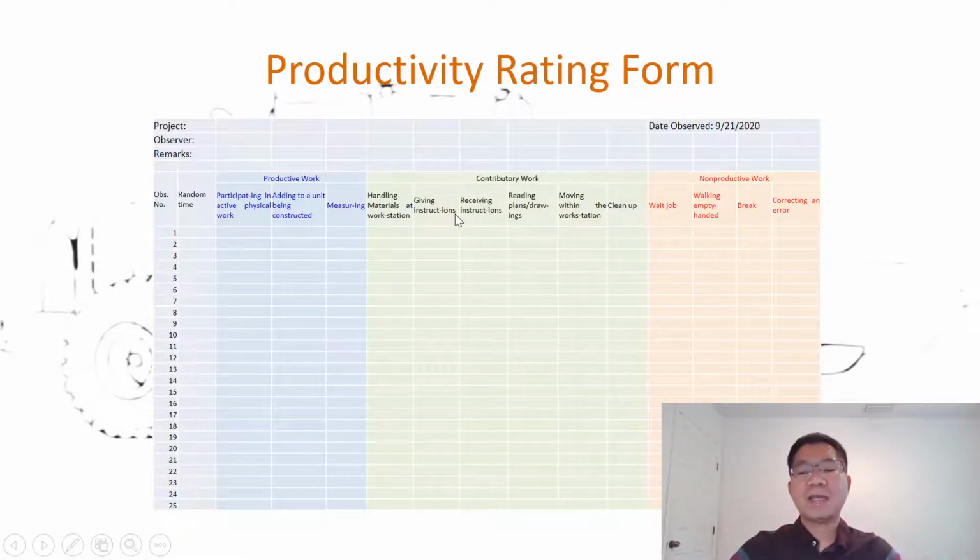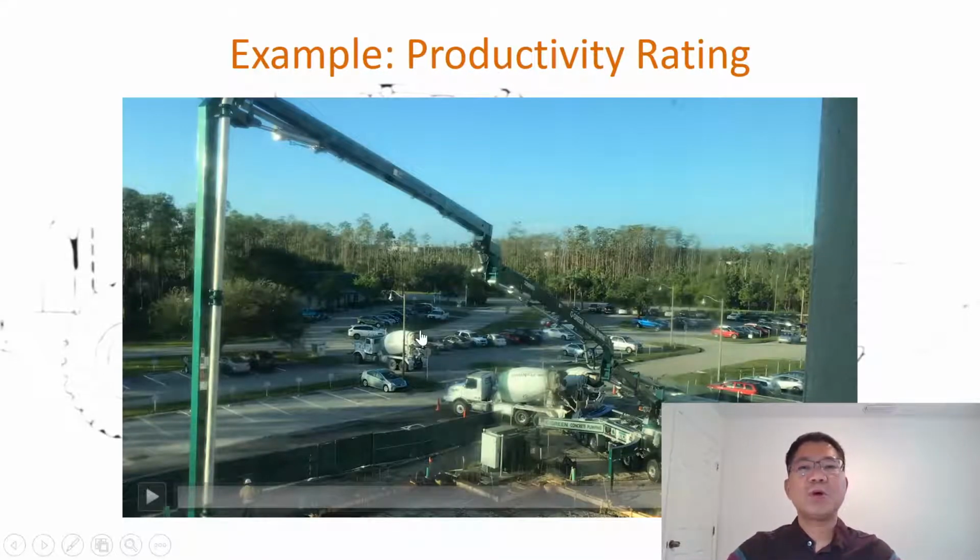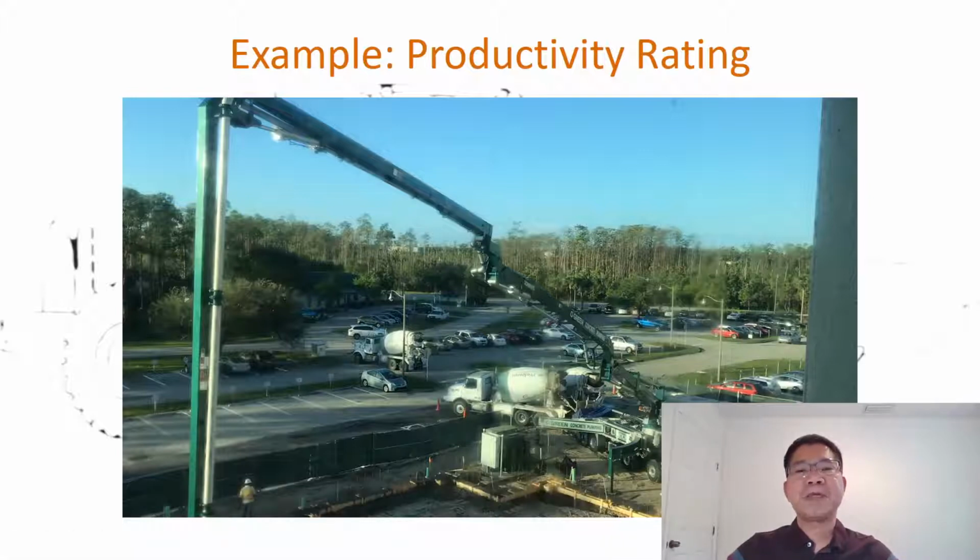To demonstrate that, I'll show you a few examples from video records of projects I did in the past few years, and see at a certain time whether the crew members are productive, contributory, or non-productive. The first one, looking at this picture, can you guess where this project is located? Think about it. This project is on our campus.